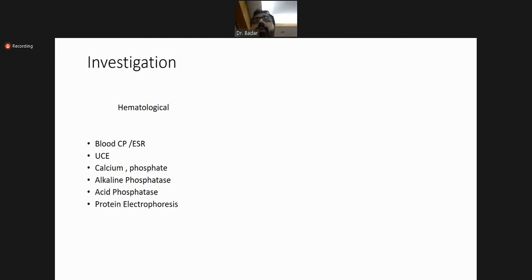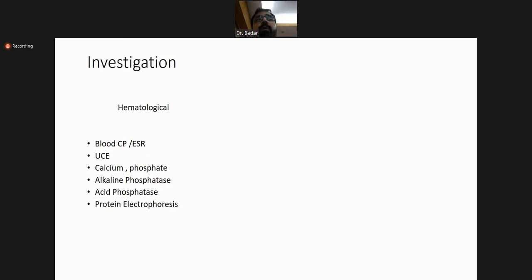Then alkaline phosphatase and acid phosphatase indicate bone destruction. An increase in the levels of alkaline phosphatase and acid phosphatase is indicative of bone destruction in osteosarcoma or sarcoma. And serum protein electrophoresis in case of multiple myeloma.